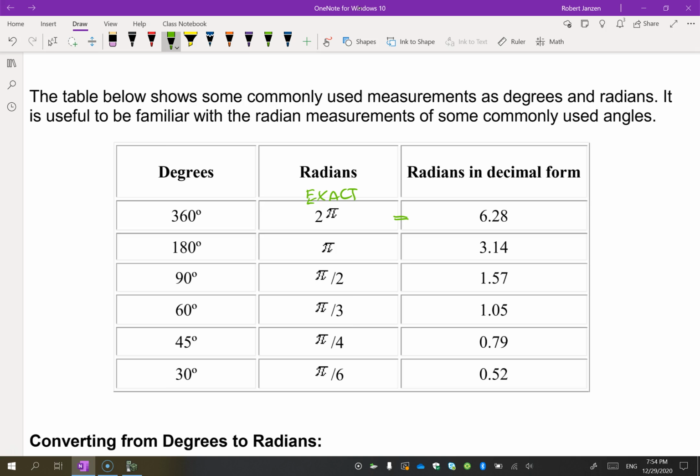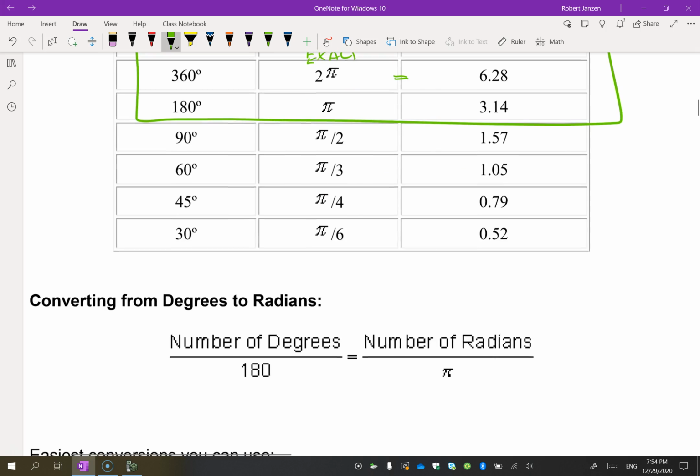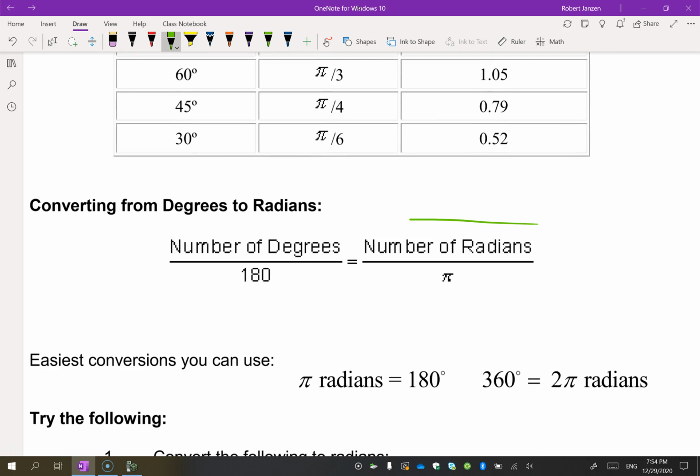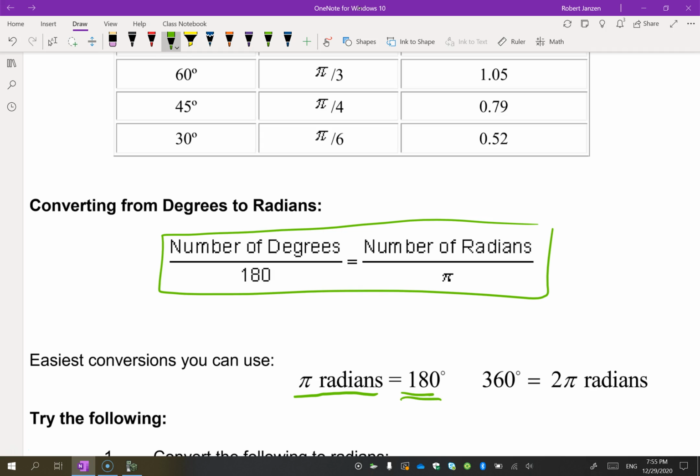I would say you should have these two memorized, because if you do, you can figure out all of the other ones. In fact, we're going to use this formula right here. If we want to figure out how to change from degrees to radians, we're going to use this little ratio here, knowing that pi radians is 180 degrees. If you think about our circle, halfway around the circle, we know that's 180 degrees. We also know that it is pi radians, 3.14 radians.